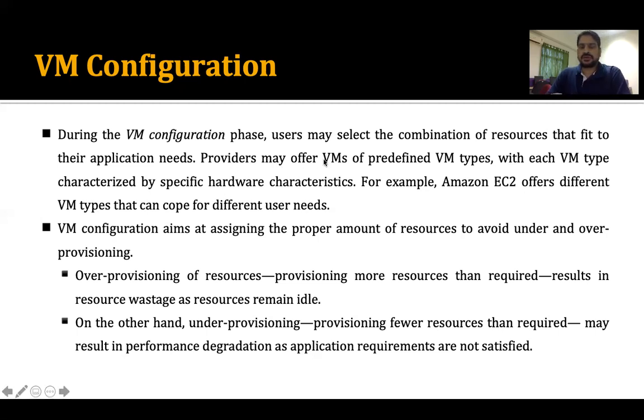The cloud service provider may offer virtual machines of predefined virtual machine types. Like in Amazon EC2, we have already seen there are some pre-configured machines. We just have to select the operating system first, then we'll select which type of machine we want. Some of the types are free, some of the types are not at all free.